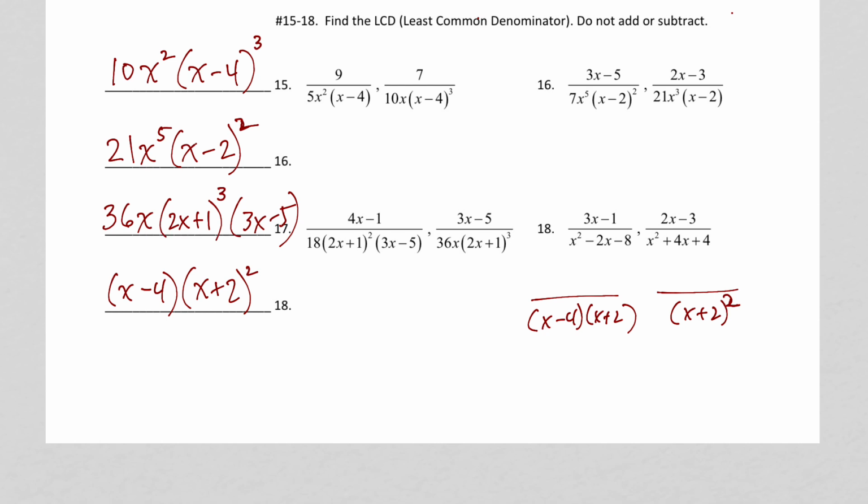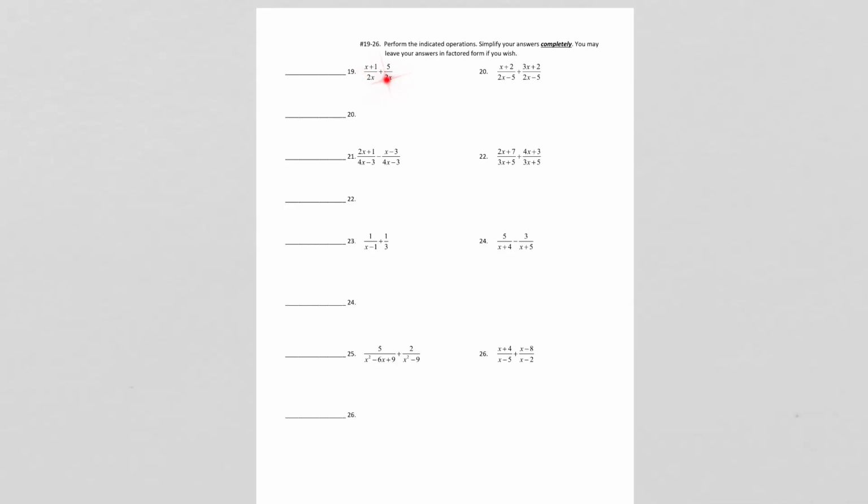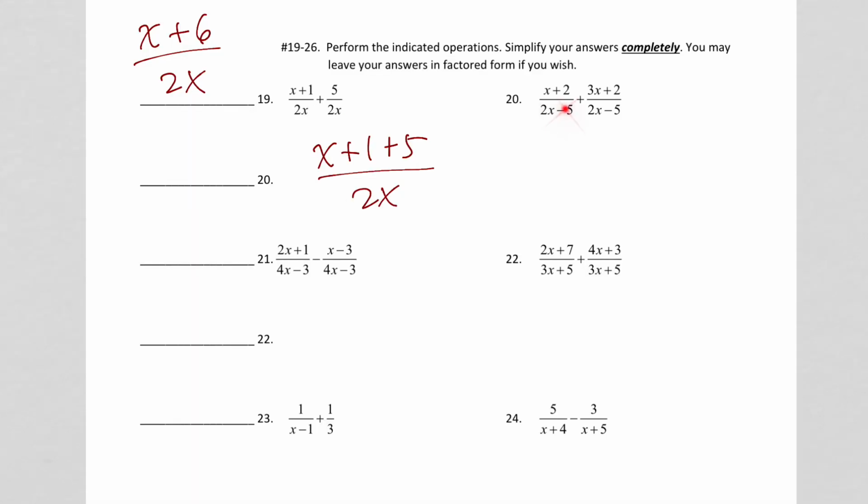And that's it. Okay, because this is a common denominator, I can just add the tops and keep the denominator. So I have x plus 1 plus 5 over 2x, which is x plus 6 over 2x. Again, we have a common denominator, so I'm just going to keep the denominator and add the numerators. So this is going to be 4x plus 4 over 2x minus 5.